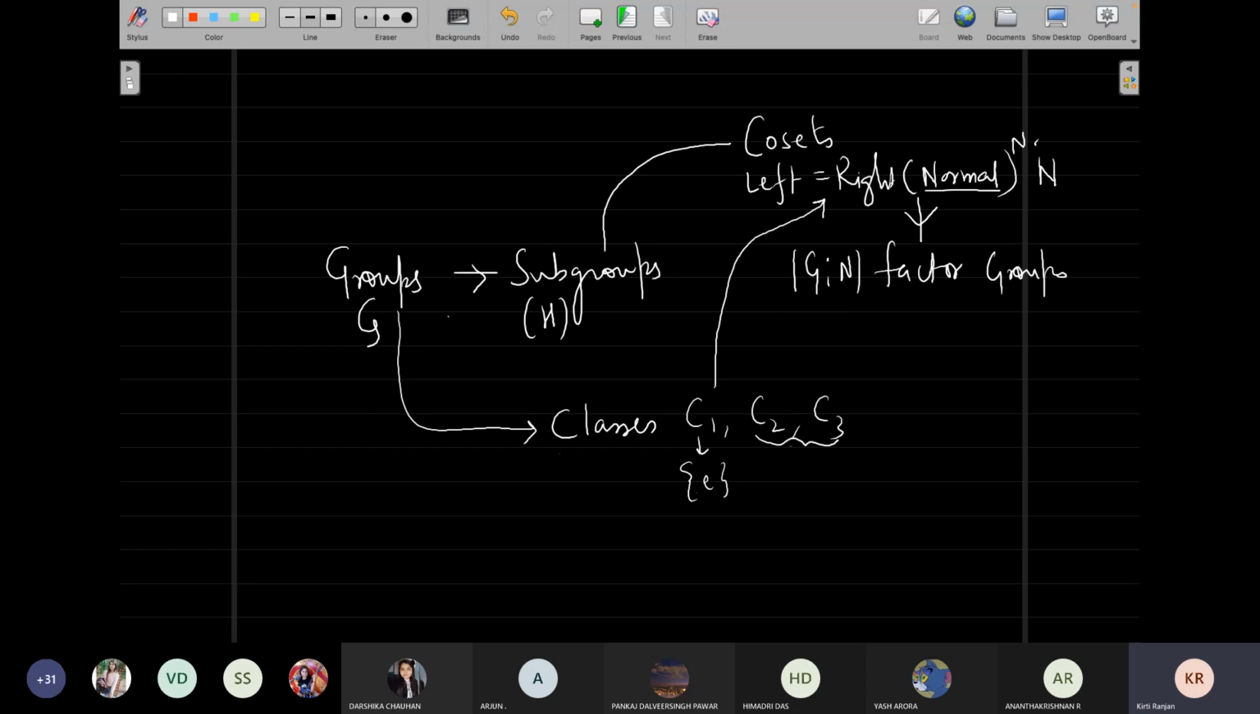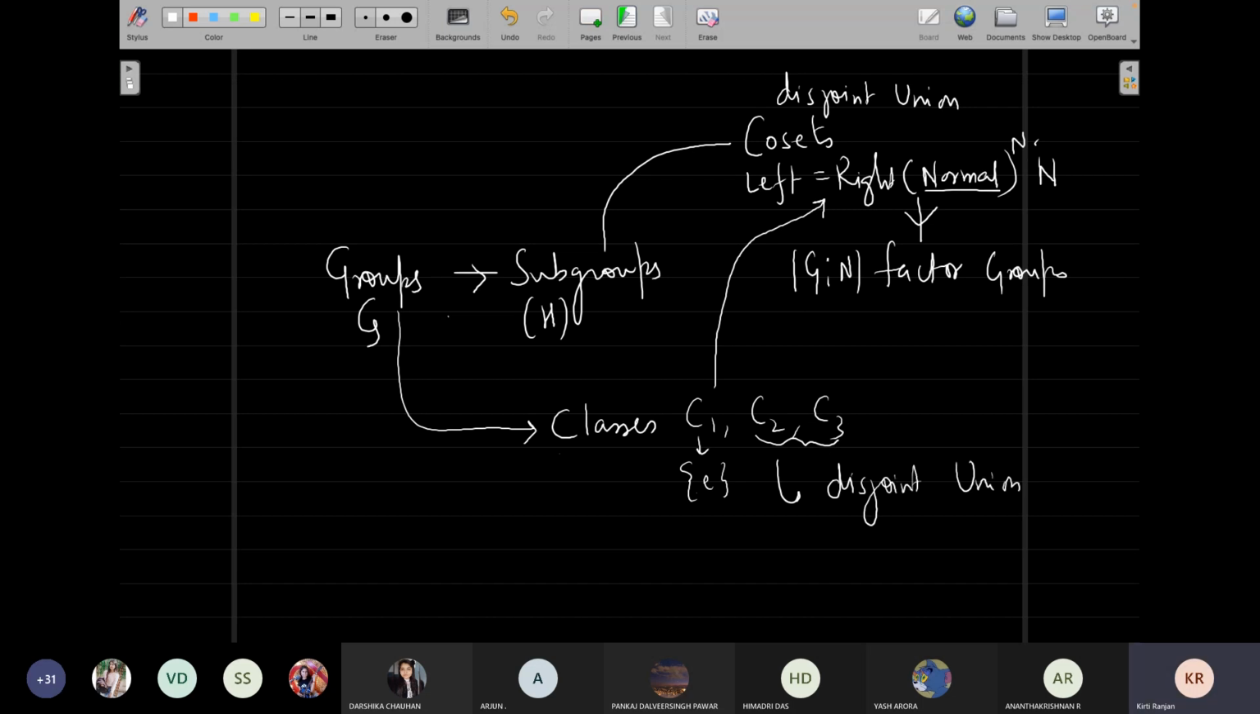So C2, C3, if they are added together, it is not going to form a group. Yeah, but C1, if added to that, is going to form a group. The normal subgroups you can figure out also from the classes. So groups are a disjoint union of cosets, and this is one disjoint union, or otherwise classes, which is nothing but another disjoint union.